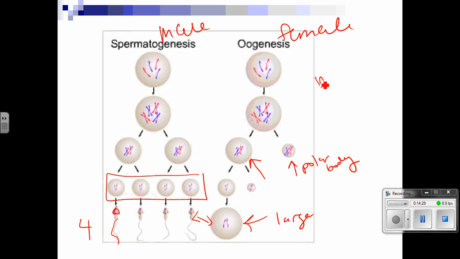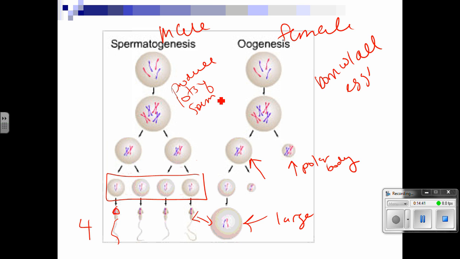Females are also born with all the eggs they will ever own. Males produce, I don't know what the statistics is, but lots of sperm daily past sexual maturity. So that's a little bit of how that's different too.